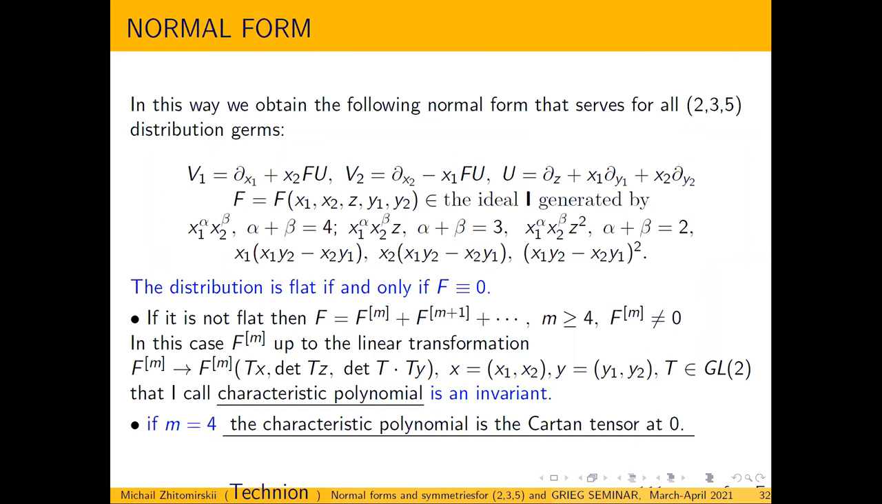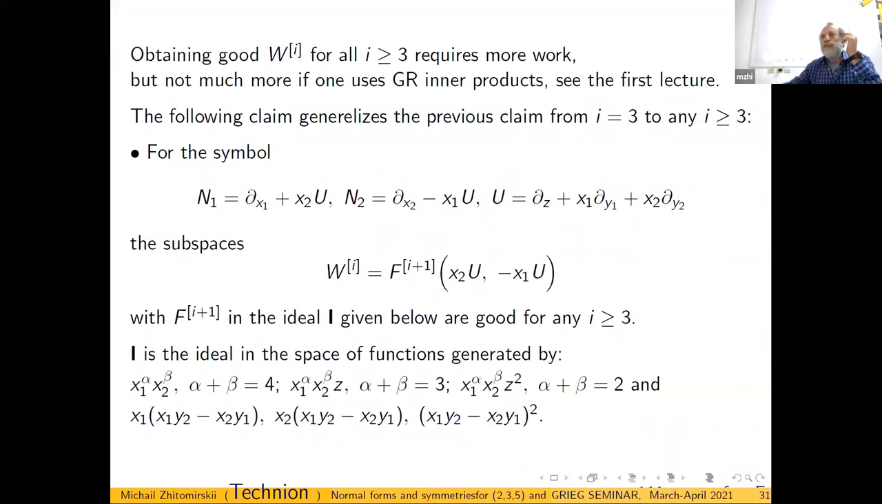Misha, may I ask a question? Yeah. In your expression for V1 and V2, is that correct there? Because if f is equal to zero, then v1 and v2 are just partial x1, partial x2, and that's not (2,3,5). No, it's not correct. You are right, Dennis, thank you very much. It's again a misprint. It should not be dx1 and dx2, otherwise it would be integrable. It is my misprint. It should be n1 and n2.